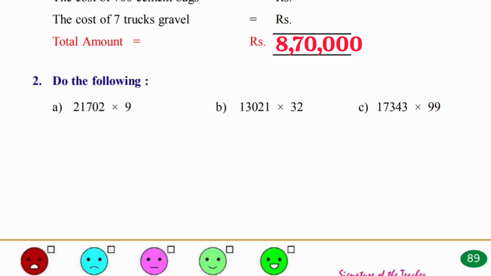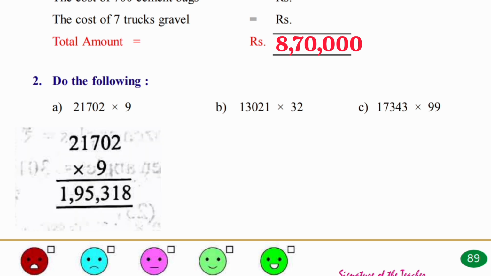Now we'll move to the second one, which is do the following. Here we have to do the multiplication for the given numbers. First number is 21,702 multiplied by 9. So 9 2s are 18, 1 carry forward, write down 8, then 9 0s are 0, there is 1 carry, just that's why write down 1, then 9 7s are 63, 6 carry forward, write down 3, then 9 1s are 9, 9 plus 6, so 15, write down 5, 1 carry forward, 9 2s are 18, 18 plus 1 is 19, so answer is 1,95,318.